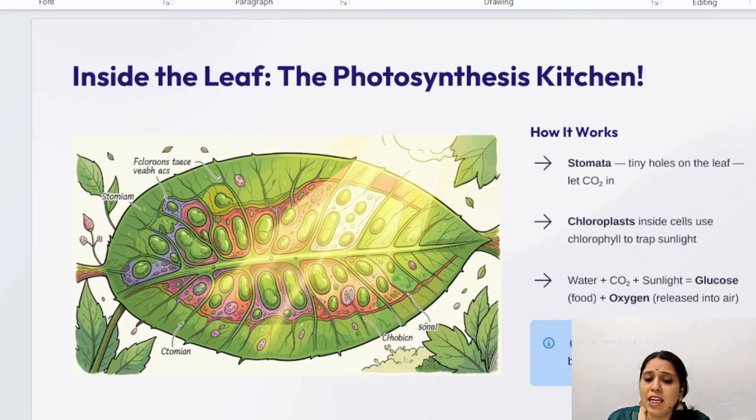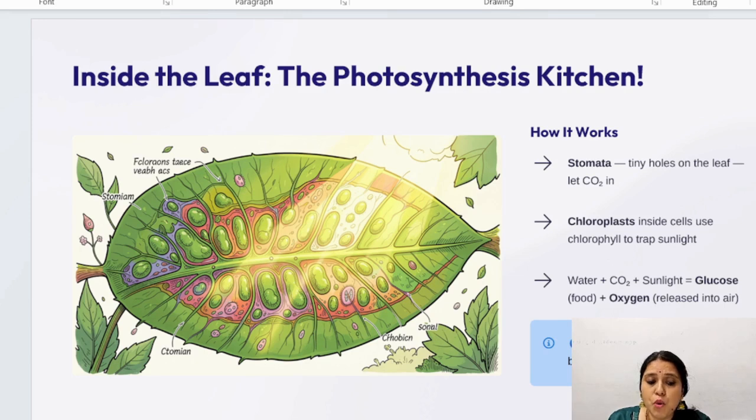Inside the leaves are chloroplasts. And what is present in chloroplast? Chlorophyll. With all these things, a magic happens, children. What is the magic? The magic is that water plus carbon dioxide plus sunlight forms glucose and oxygen. And plants release oxygen into the air for us to breathe. The fresh air. So technically, every breath we take is a gift from plants. I hope you all understood clearly.